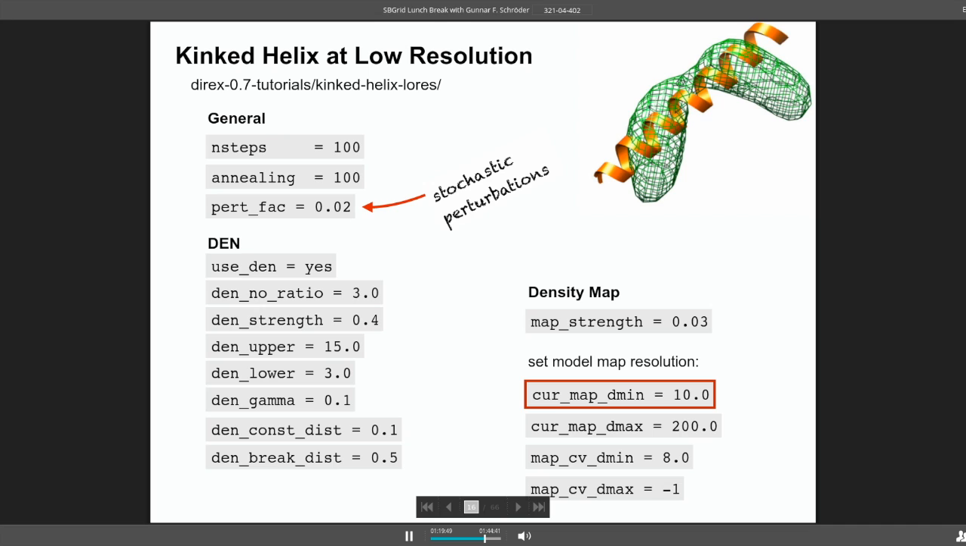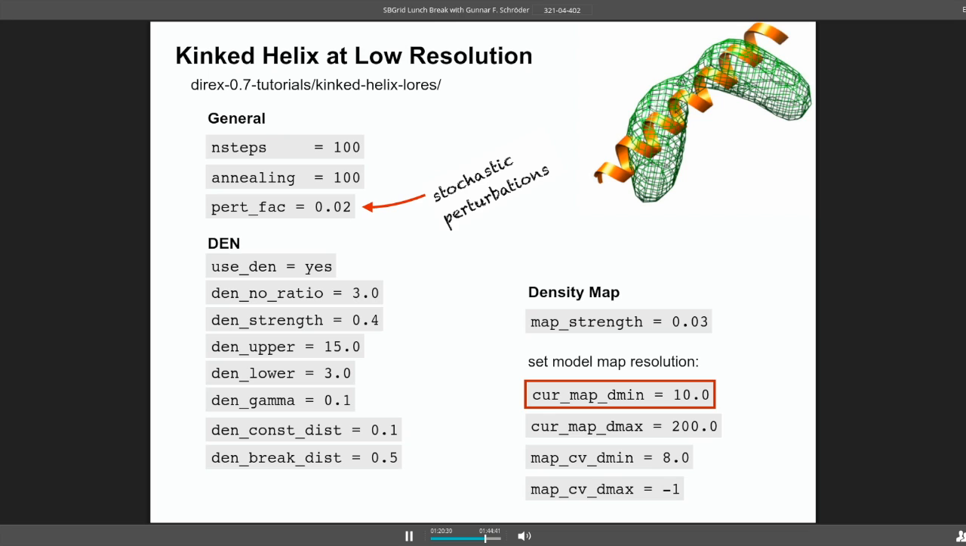So those are the main parameters that you need to set. There are some general parameters: n steps is just the number of steps, and then we have the perturbation factor, because DireX makes some initial perturbations to the coordinates that's driving the sampling. That's the diffusive part, and that also helps to overcome some barriers. The annealing scales down this perturbation factor from the given value to 0 during, in this case, 100 steps.